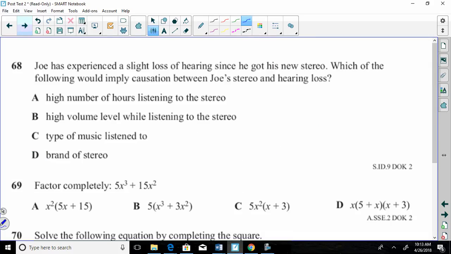Okay, if Joe has experienced a slight loss of hearing since he got his new stereo, which of the following would imply causation between Joe's stereo and hearing loss? B. Yeah, causation, which some of them may be correlated. Remember, causation is one thing causes something else.